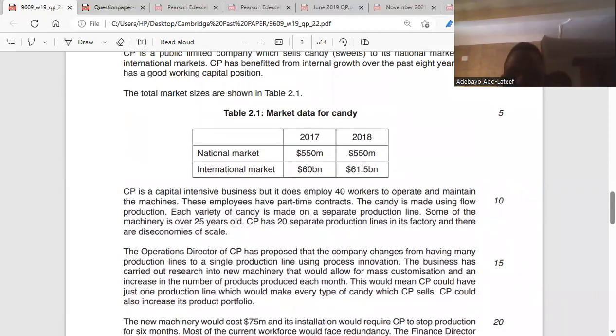For the international market, we have 2017, 60 billion, and 2018, 61.5 billion. So percentage change is the change in the market size divided by the original size, multiplied by 100. So the change is 61.5 billion minus 60 billion, divided by the original, which is 60 billion, multiplied by 100. So we have 1.5 over 60 multiplied by 100, which is 2.5%.